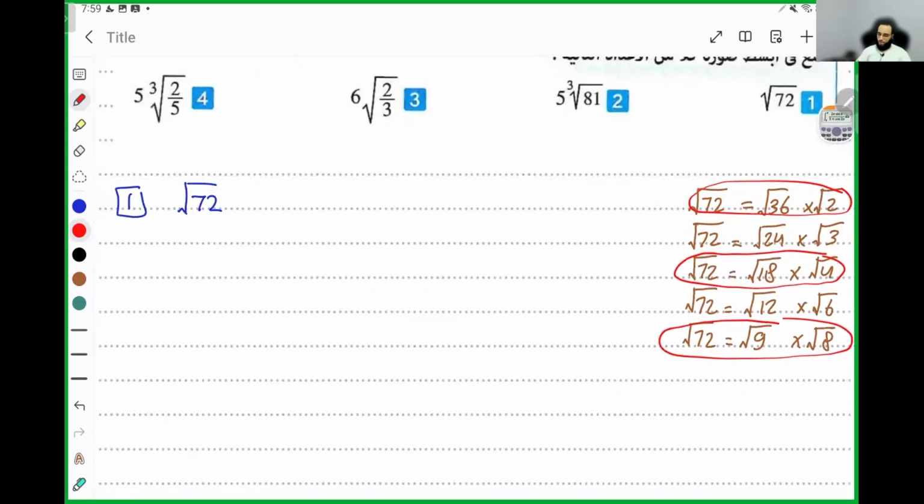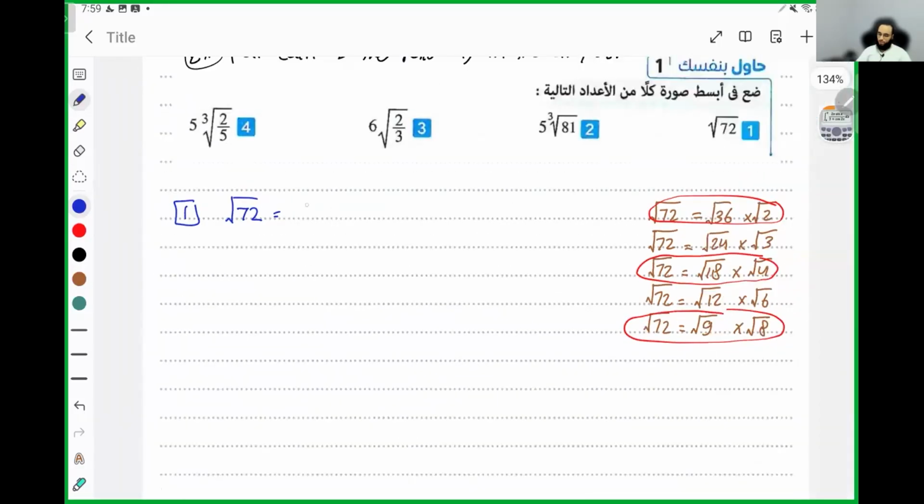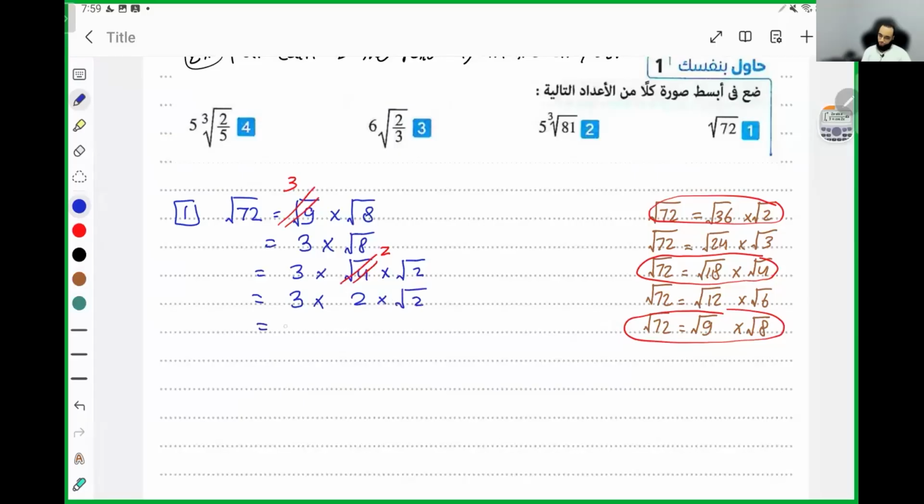Choose anyone. I'll choose the last one, root 9 times root 8, okay? Root 9 equals what? 3. Then it's 3 times root 8. We can decompose root 8 into root 4 times root 2. Then it's 3 times what? 3 times 2 times root 2. 3 times 2 is 6. Then it's 6 root 2. Actually, 6 root 2 is the same as 6 times root 2. Both are the same. Okay?